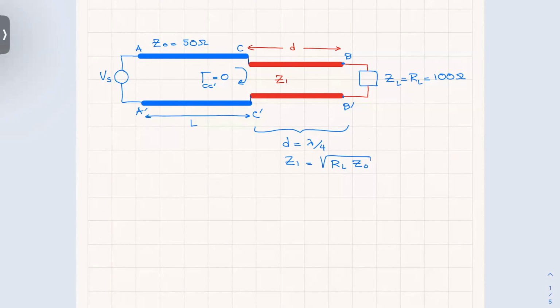Okay? So this is a quarter wave transformer. If you know your RL, if you know your load is only real, resistive, then you know D is always a quarter of a wavelength. You know Z1 from here, and therefore you can make it. Now, this is called the quarter wave transformer. Here, let me write it also here. So you want quarter wave transformer.